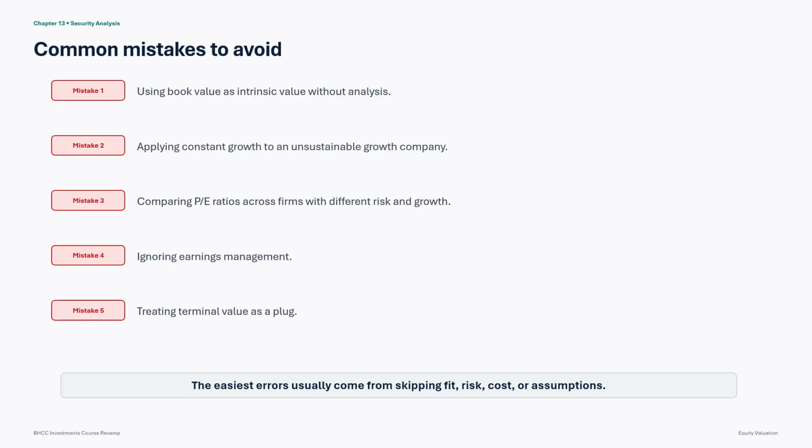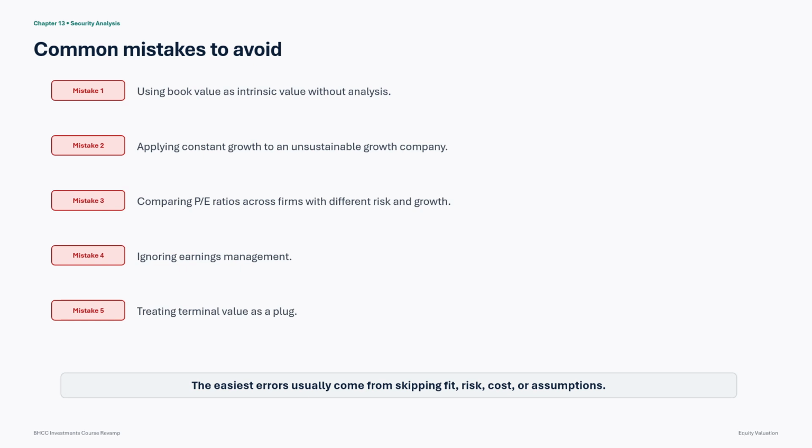This slide identifies 5 common valuation mistakes. Mistake 1 is using book value as intrinsic value without analysis. Book value is based on historical accounting and may omit valuable intangible assets or overstate assets whose economic value has deteriorated. It can be informative for banks, insurers, asset-heavy firms, and liquidation analysis, but it is not automatically what the equity is worth. The balance sheet has never met a brand, network effect, or organizational culture it could measure perfectly.